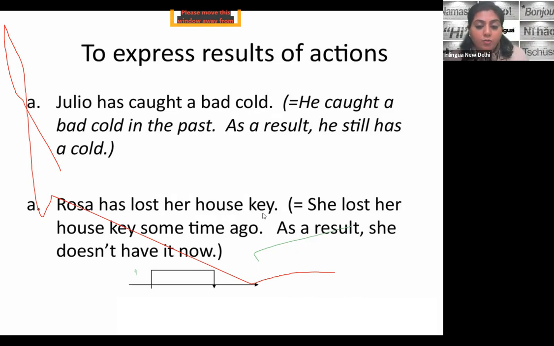Rosa has lost her house key. Now, this action, this thing happened recently. She lost her house key some time ago, maybe 5 minutes ago, 10 minutes ago, 2 hours ago, yesterday, we don't know. But we are saying that Rosa has lost her house key. What is the result of this action by Rosa? She doesn't have the key now. She cannot open the door. That's why it's a past action that is affecting your current situation. So this is also a way to express the result of an action. Okay.